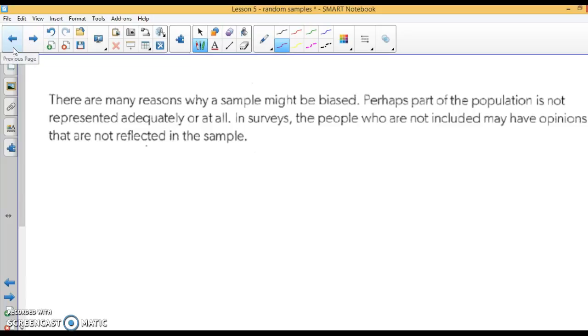There are many reasons why a sample might be biased. Perhaps the most popular is not representing adequately or at all. In surveys, the people who are not included may have opinions that are not reflective of the sample.